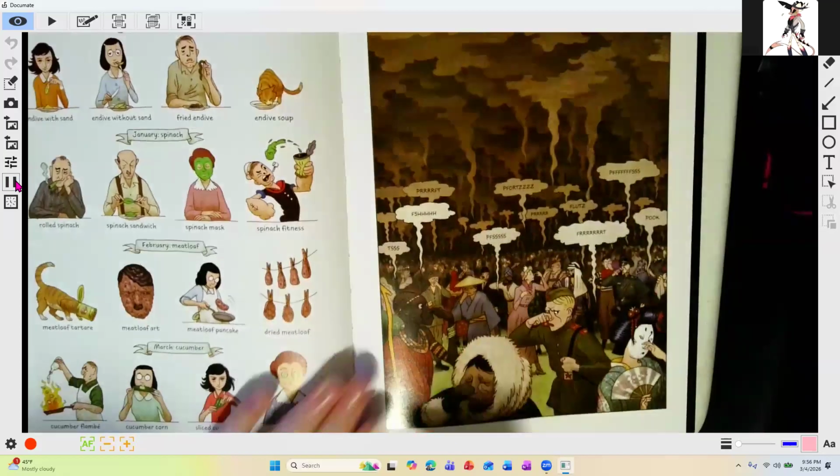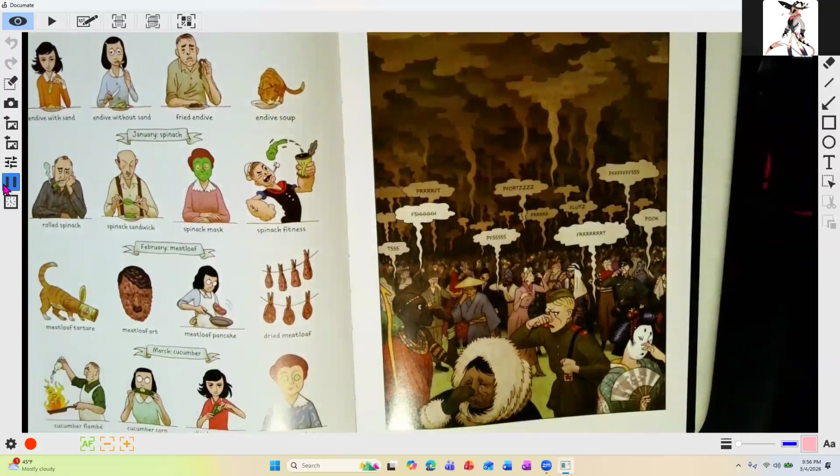Almost done here. Let's have you guys think about this one. What is in the background? What is in the midground? And what is in the foreground? And what is happening in this scene right now?